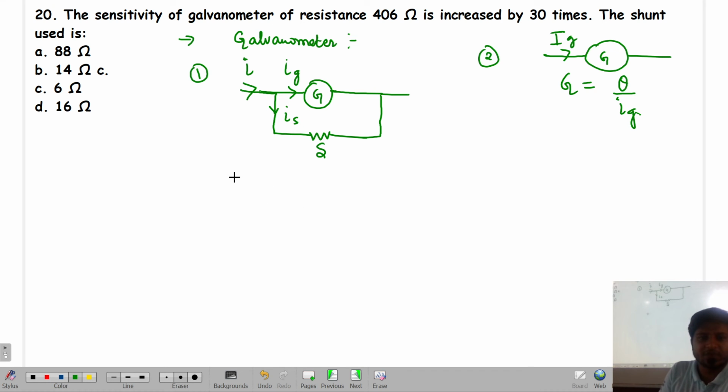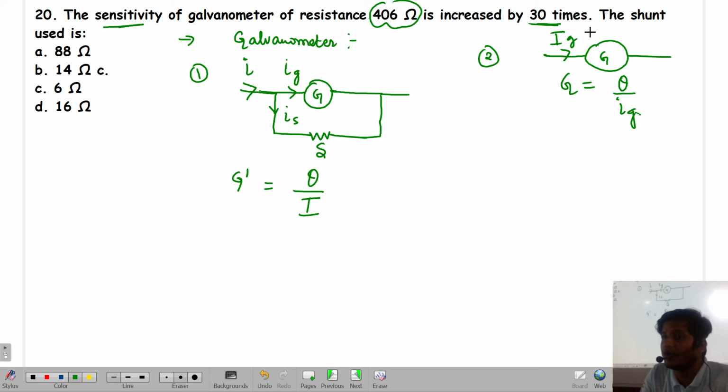So deflection, this particular G prime will be equal to what? It will be again theta, but this time a different current I, or not? Yes or no? Try to understand what it is saying. Sensitivity of a galvanometer of resistance 406 ohm is increased by 30 times. How is it increased? It is increased by 30 times.